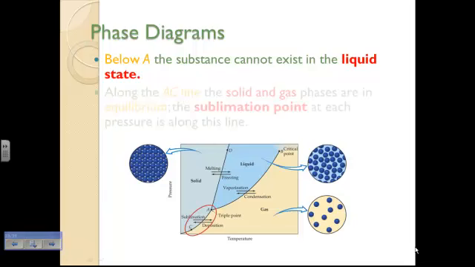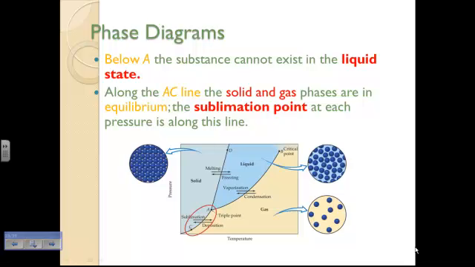Below point A, the substance cannot exist in the liquid state. Notice the liquid form of matter no longer exists at very low temperatures and very low pressure. We create an equilibrium between the solid phase and the gaseous phase.